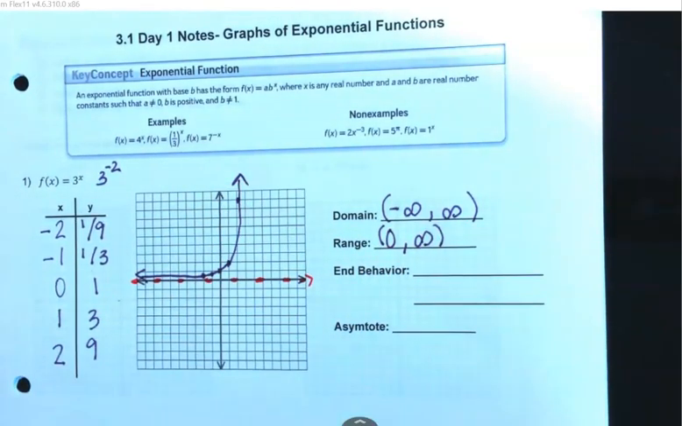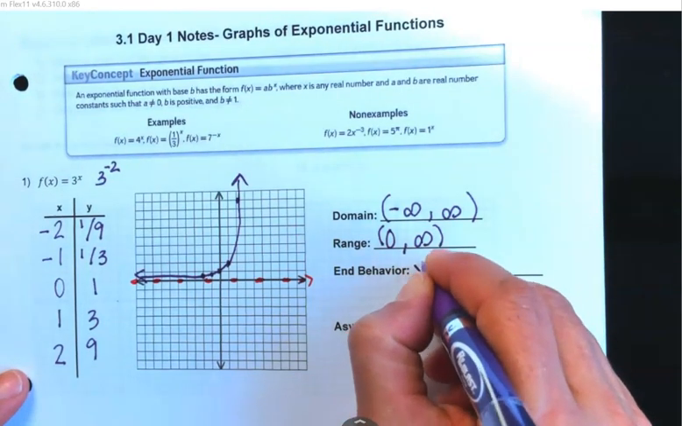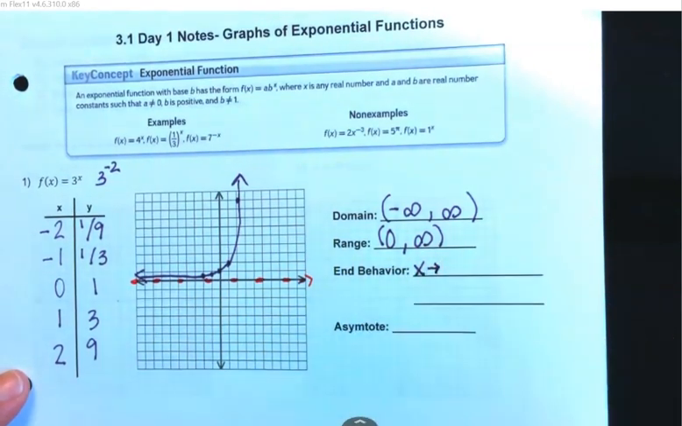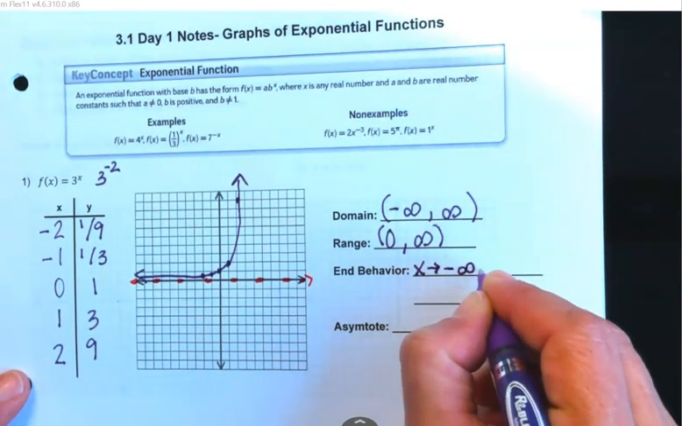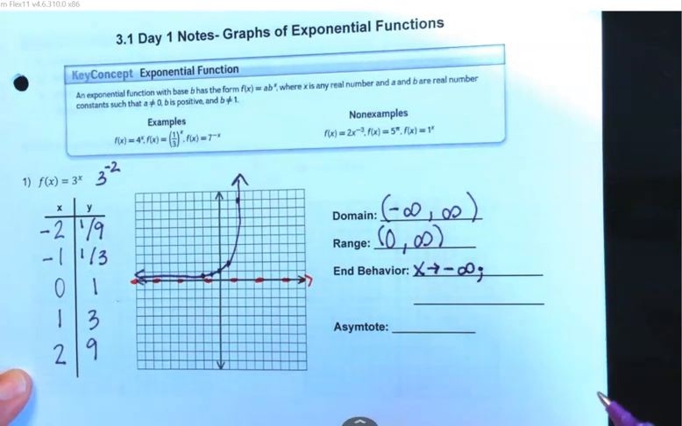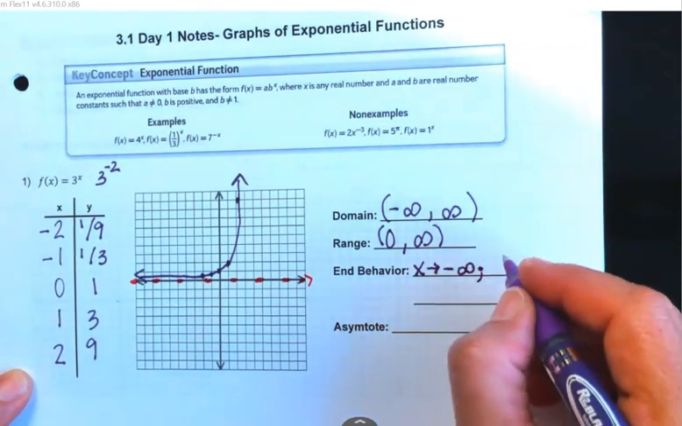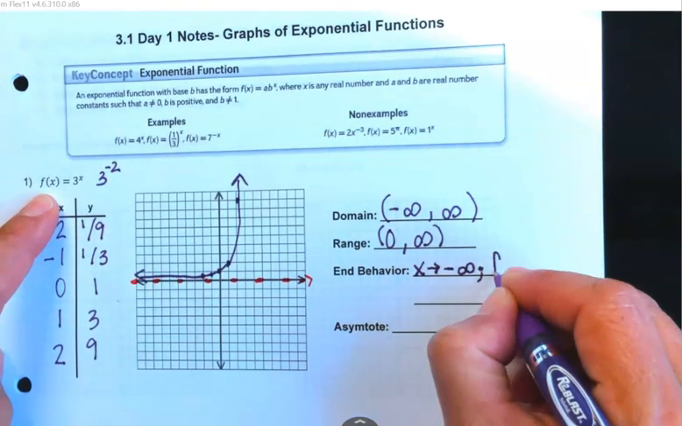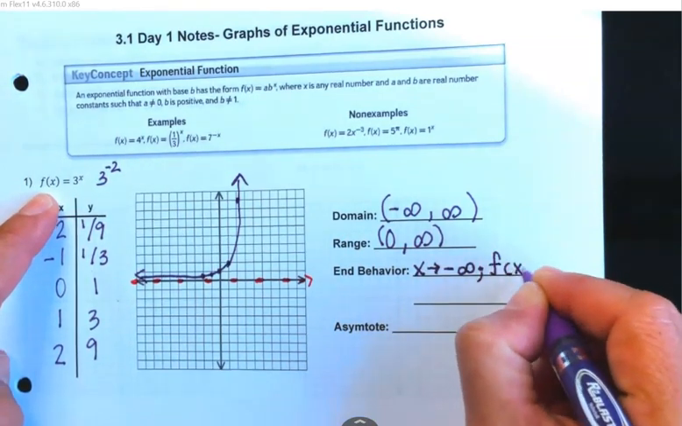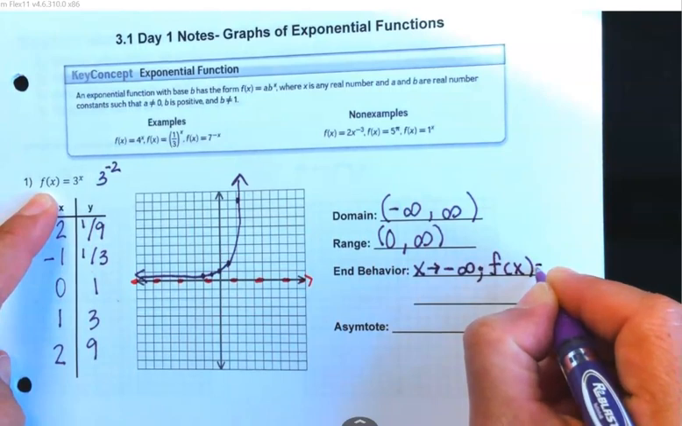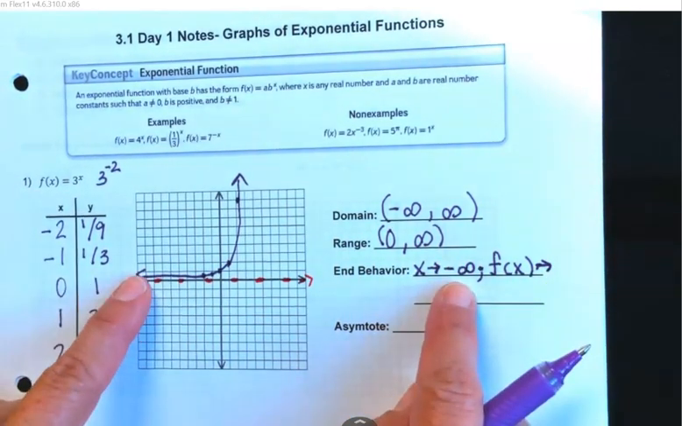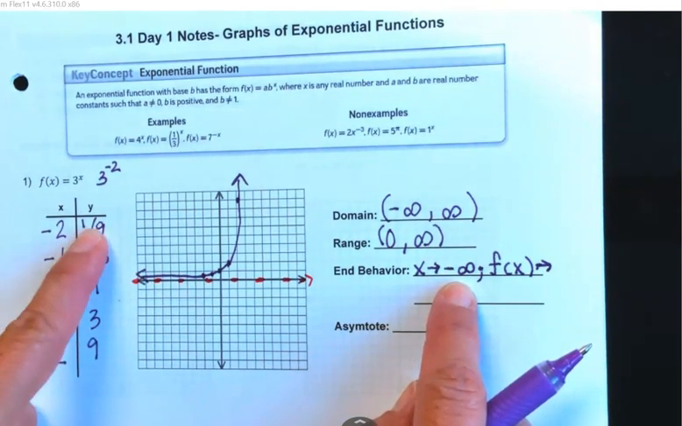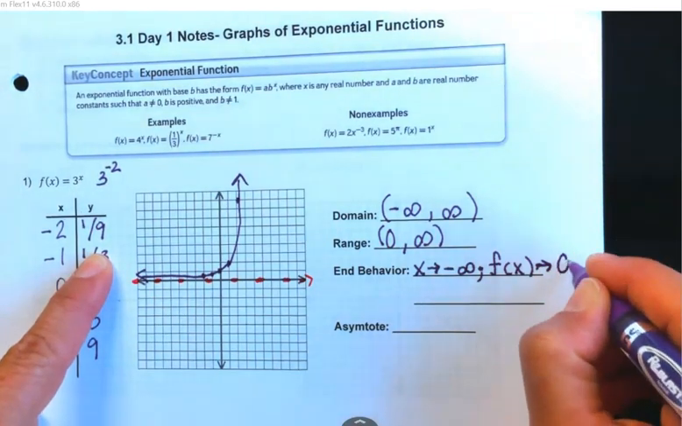Let's do end behavior. It's been a while. Remember, end behavior has those little arrows. So as x approaches negative infinity, I'm going to draw a semicolon. And guys, I'm going to be consistent. If it starts with f of x, I'm going to continue to use that notation. All right, here we are on the negative side of infinity. As our inputs get smaller, what happens to our outputs? They approach 0.